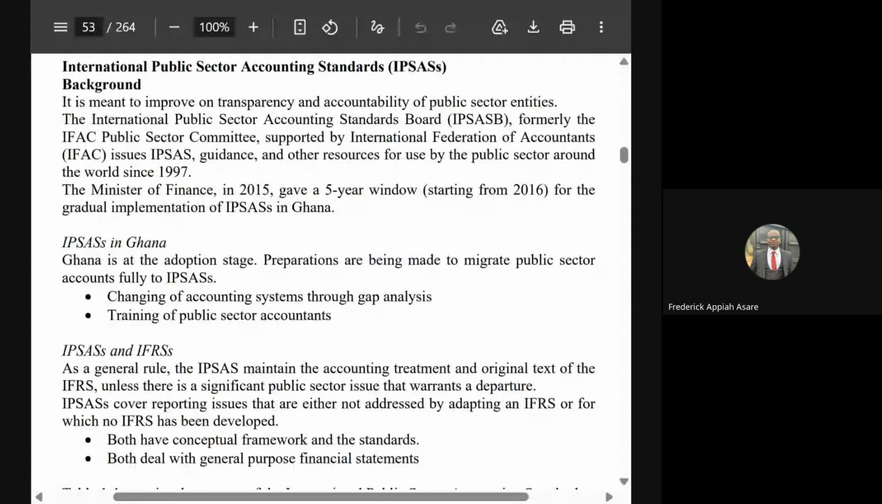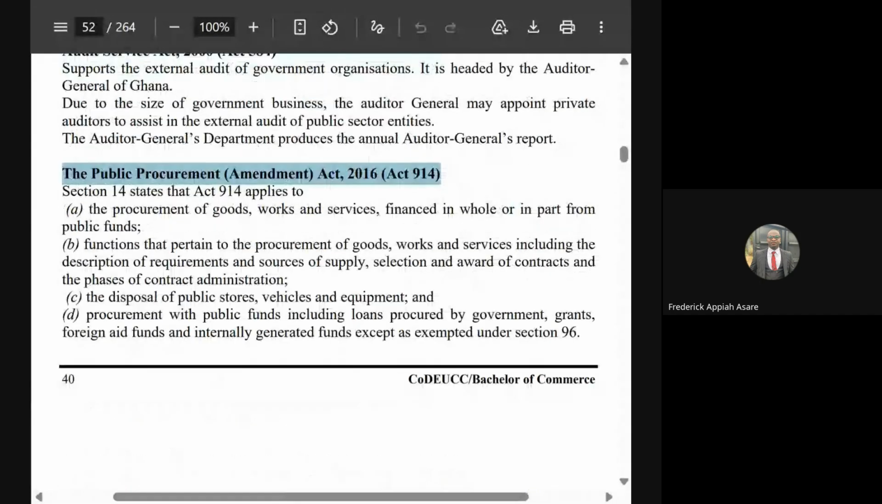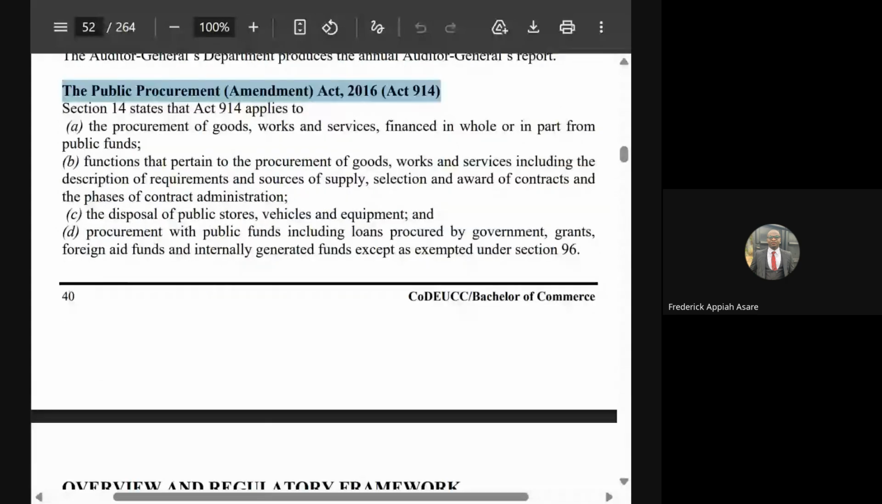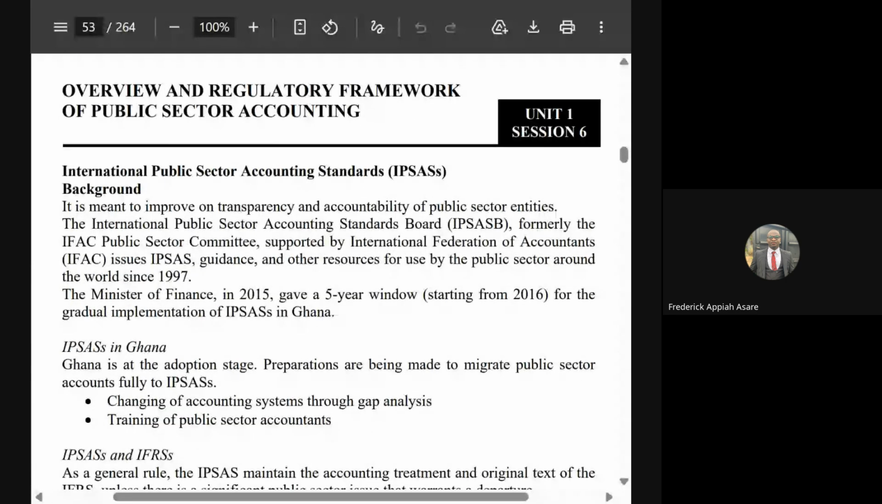Now, aside from all these local laws, from the Constitution down to the Procurement Amendment Act, there are international standards that we also follow. And that is the International Public Sector Accounting Standards. It usually improves the transparency and accountability of public sector entities.